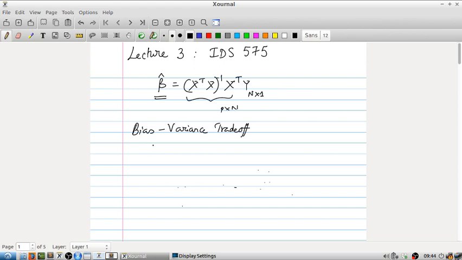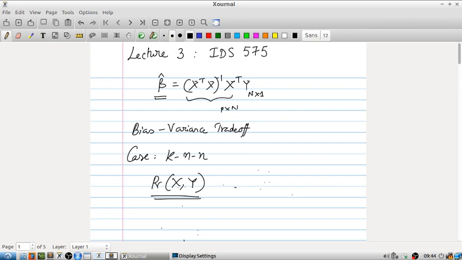Let's recall what KNN does. KNN makes a prediction. I'm going to make some assumptions to describe this concept of bias and variance. What is the assumption? Let me start with the K nearest neighbor case. I need to assume something about the joint distribution of X and Y, which is the probability of X and Y that I had introduced in the last lecture.